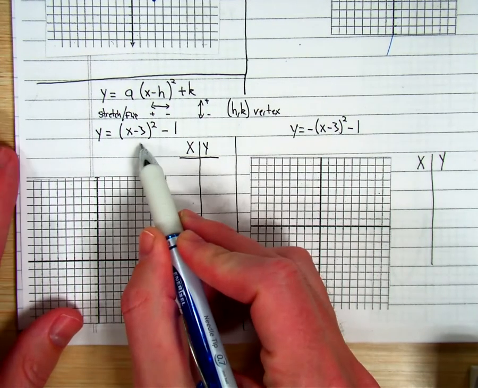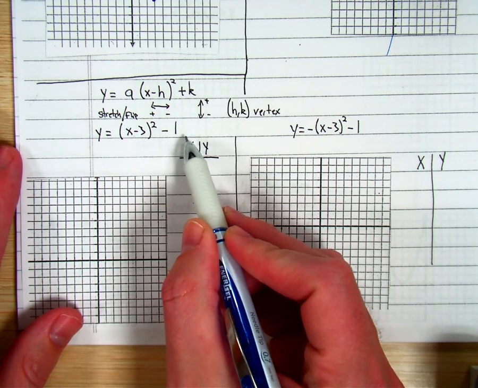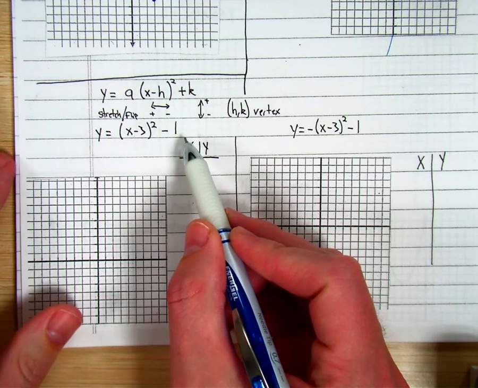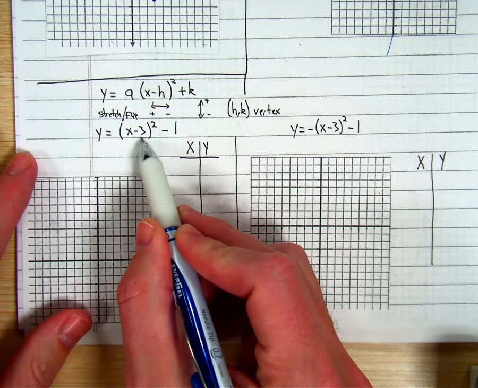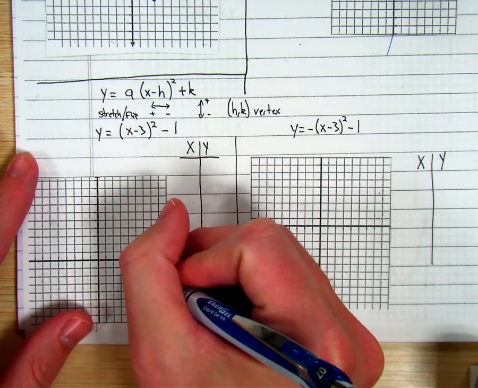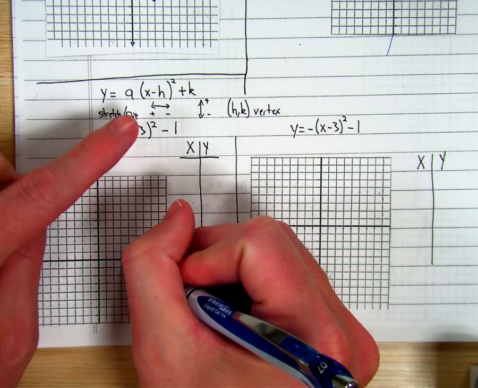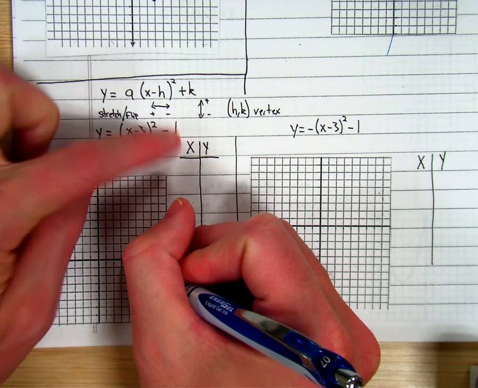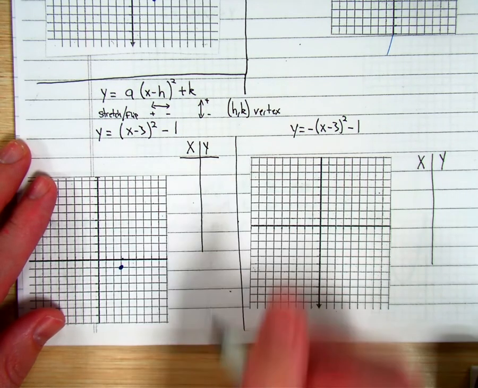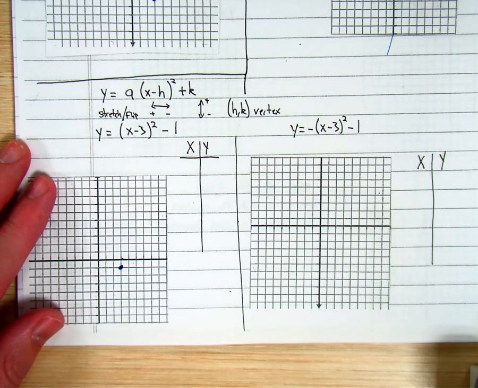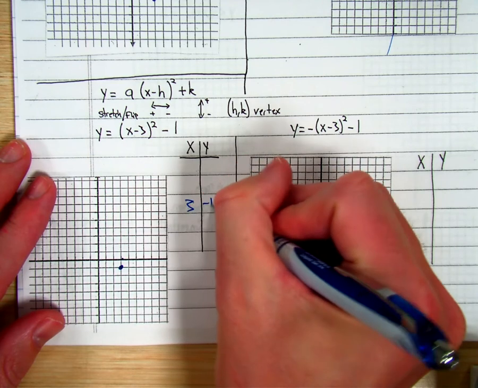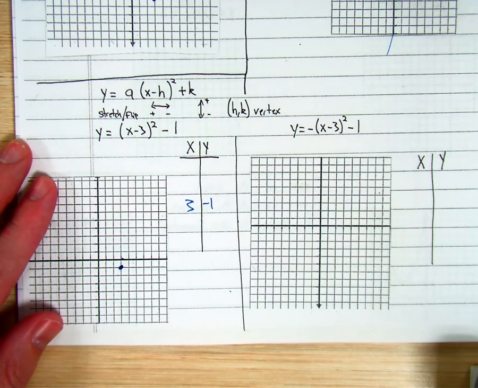So minus 3, minus 1. Where is our vertex? That's the first thing we need to do. It's basically the most important thing we need to do. So minus 3 on the inside, minus goes to the right. So we're actually going to go 3 to the right. And a minus 1 on the outside is going to move us 1 down. So the most important part is getting that vertex, 3, comma, negative 1. And if you want to put that in the middle of your T-chart, you can certainly do that.